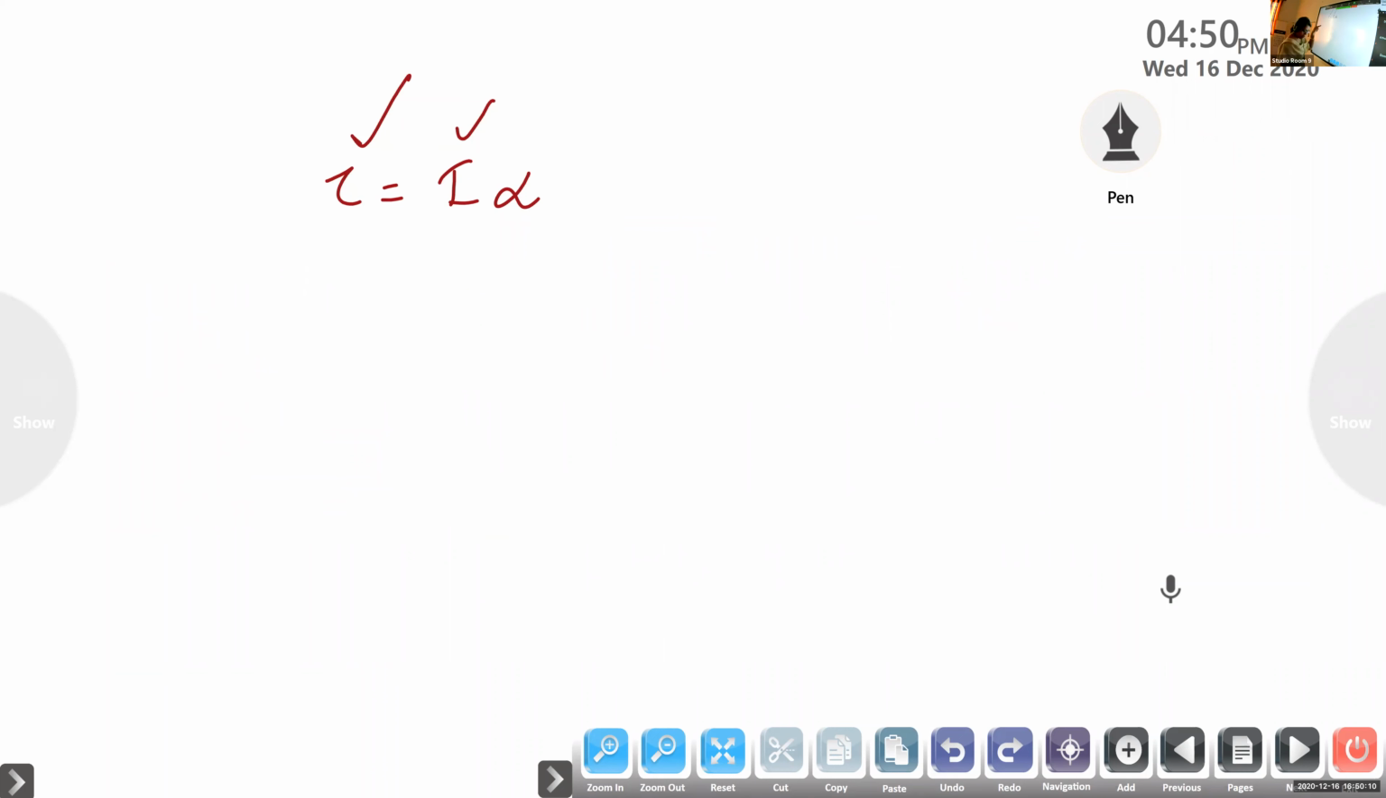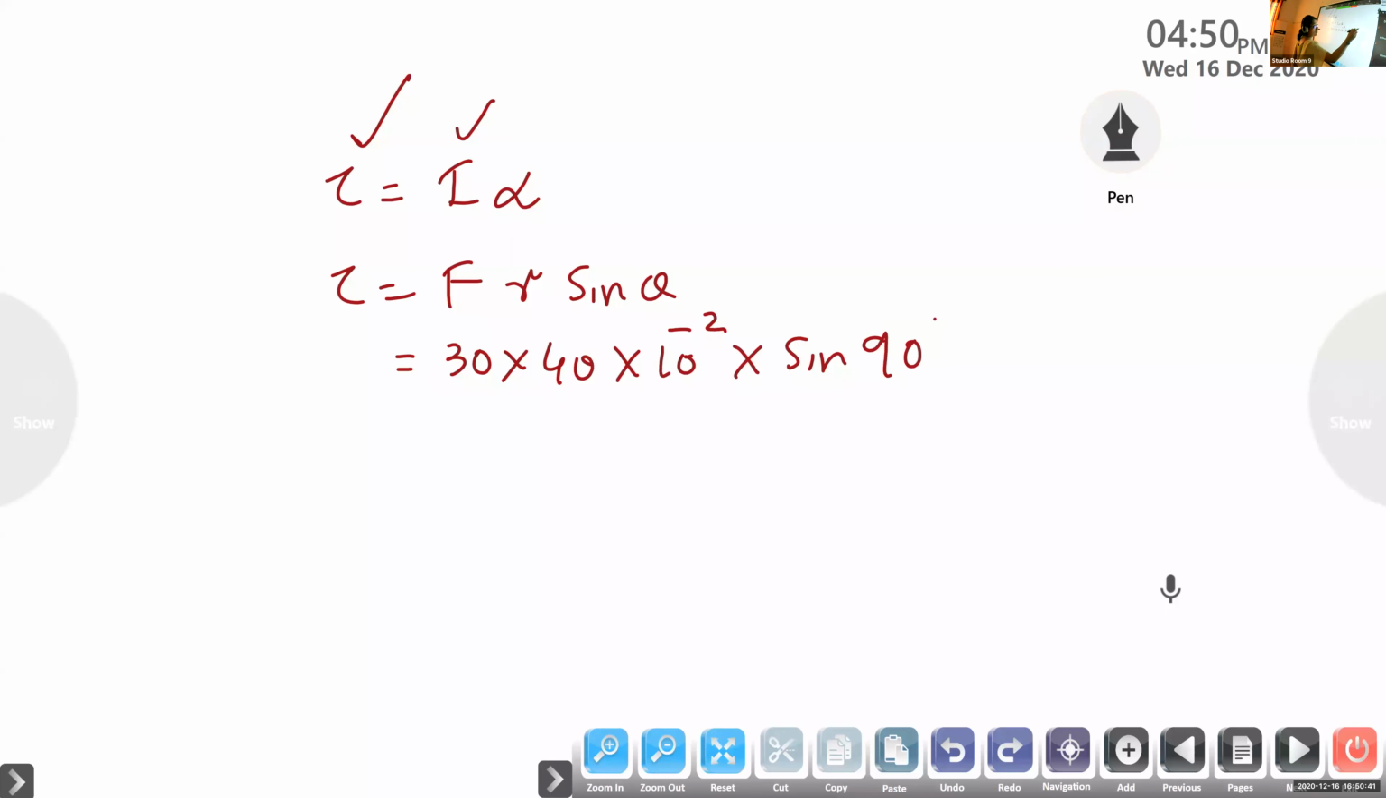Now you have to find out the torque. I told you in the case of rotation, the force acts perpendicular. Therefore, torque is equal to F R sine theta. Force is given to you, 30 Newton, and radius of the cylinder is again 40 centimeter, that is 40 into 10 to the power of minus 2, and sine 90. Sine 90 means 1. So finally you are getting a simple answer.